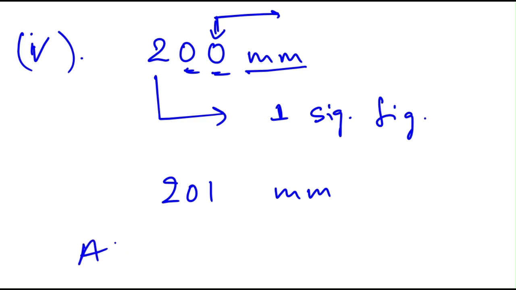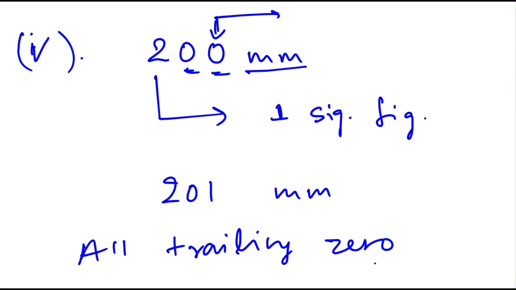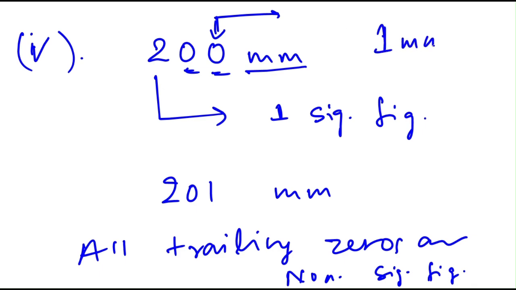So all trailing zeros are non-significant figures. But there should not be confusion about this. If we say that yes, we have used an instrument which can measure to 1 millimeter, then this zero is also a significant figure. Then there will be three significant figures here. So this may be a confusing thing, but you should be very careful about this.